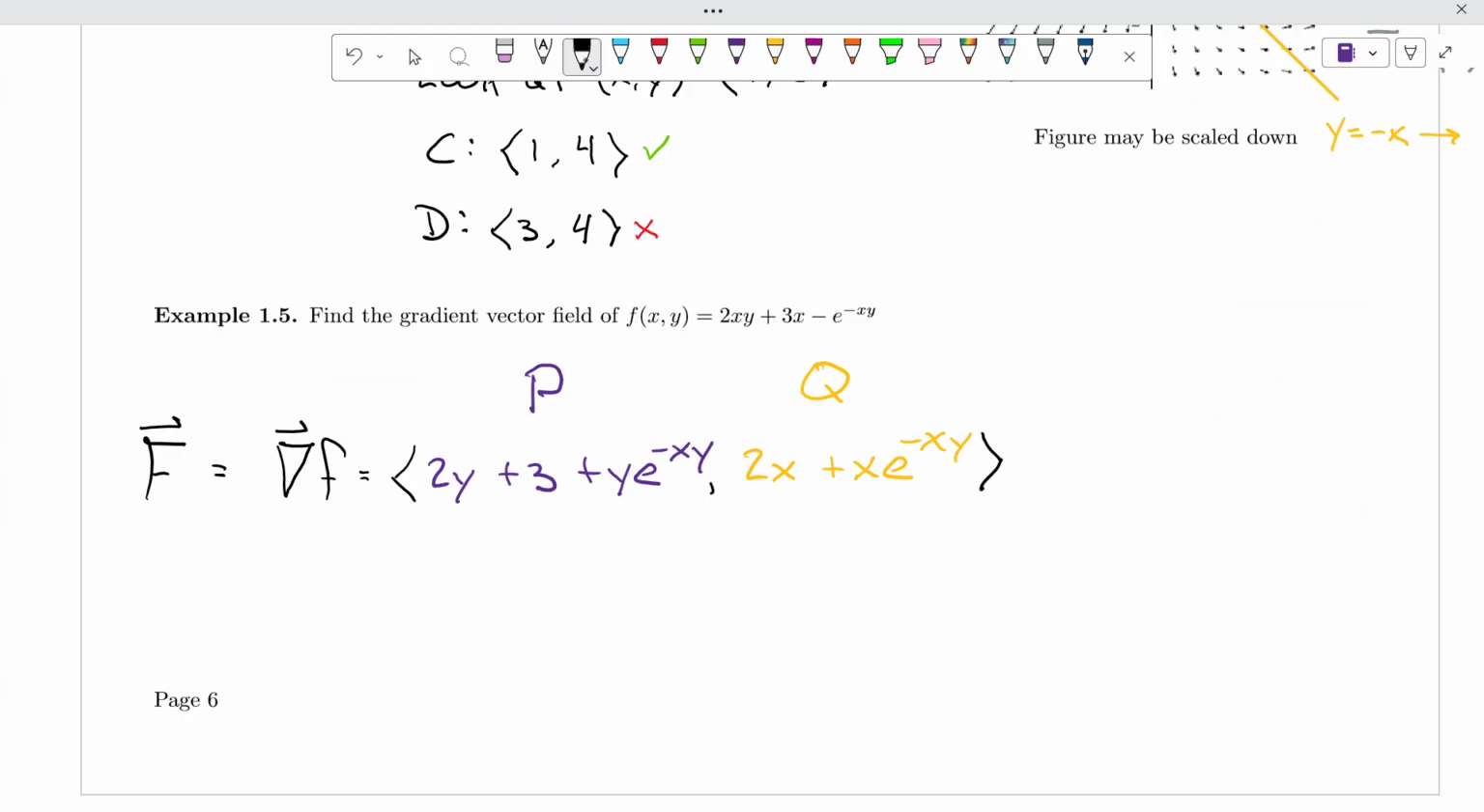And then also notice the derivative of 3x, or the partial derivative of 3x with respect to y, is 0, because that has no y dependency.